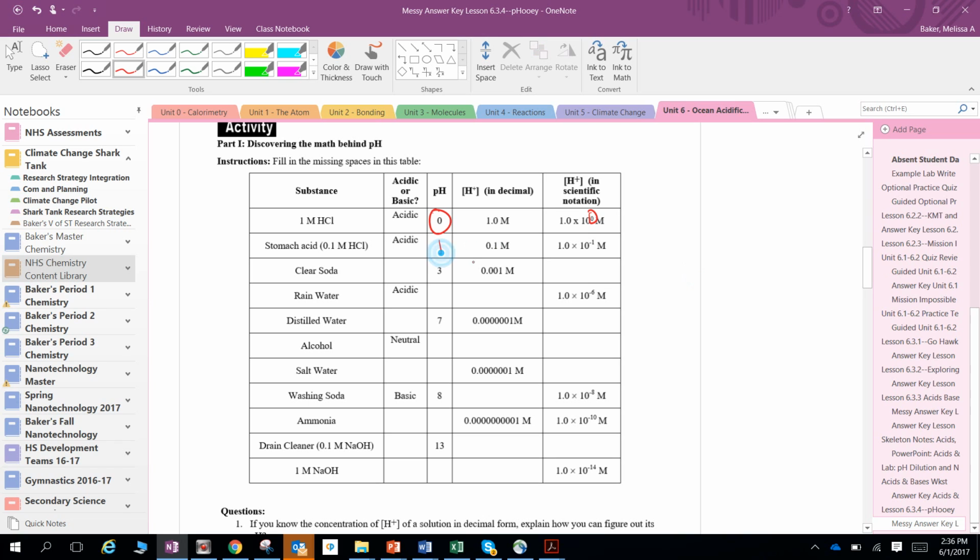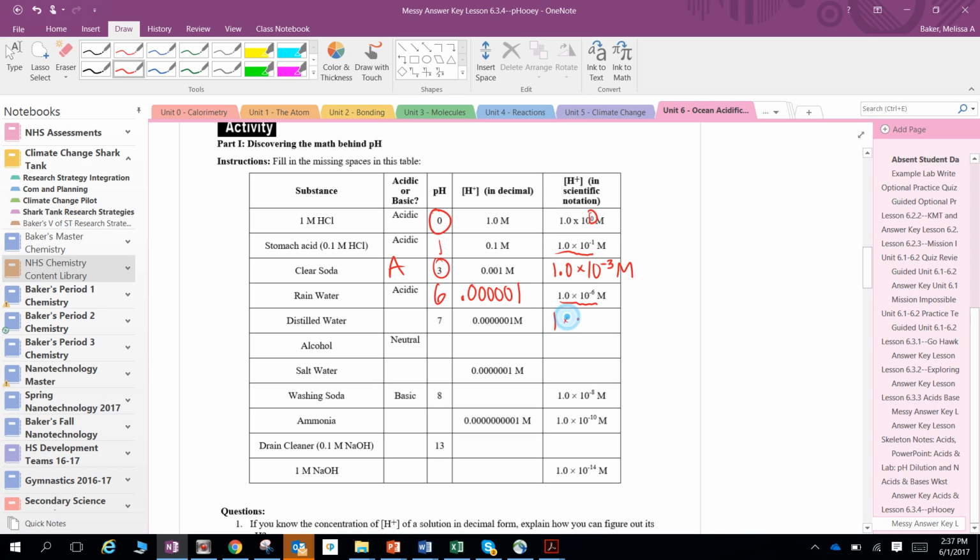So for this one, the stomach acid, it must have a pH of 1 because this is 1 times 10 to the negative 1. And the clear soda, since it has a pH of 3, we know that that's an acid and that this concentration must be 1 times 10 to the minus 3. Next one has 1 times 10 to the minus 6th, a smaller concentration of hydrogen ions, so that must have a greater pH closer to 7. And here we can do 1, 2, 3, 4, 5 zeros and a 1 because that's the same as 1 times 10 to the negative 6th.